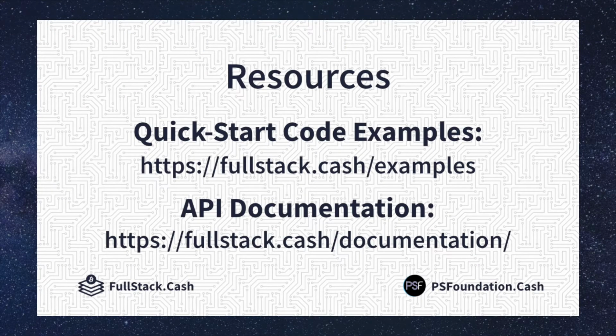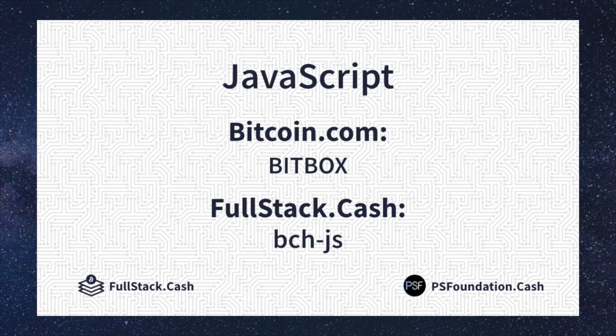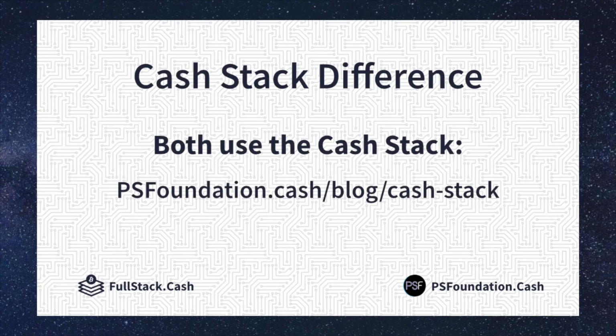So that's where you can find the code examples in the documentation. Now for JavaScript developers specifically, like I said, Bitcoin.com has their Bitbox SDK, as well as I think an SLP JS SDK for working with SLP tokens. Those two SDKs are combined in BCH.js. BCH.js does everything Bitbox does and everything that SLP.js does for working with SLP tokens. So both of these software stacks of infrastructure use what I call the cache stack.